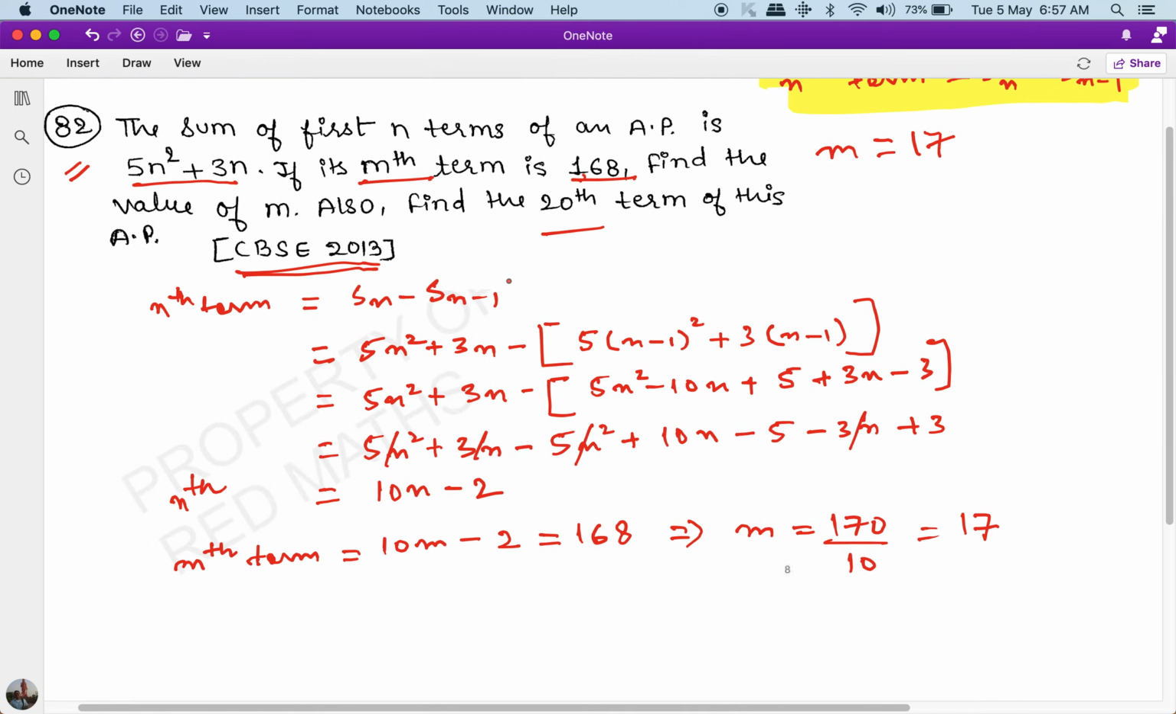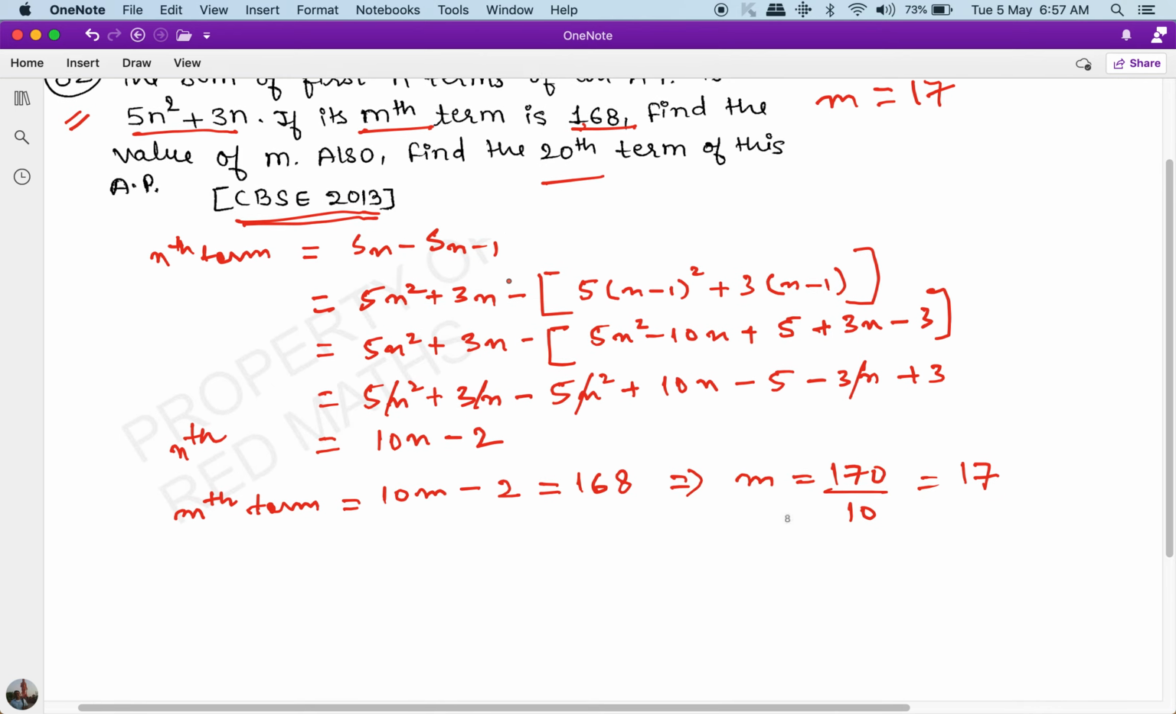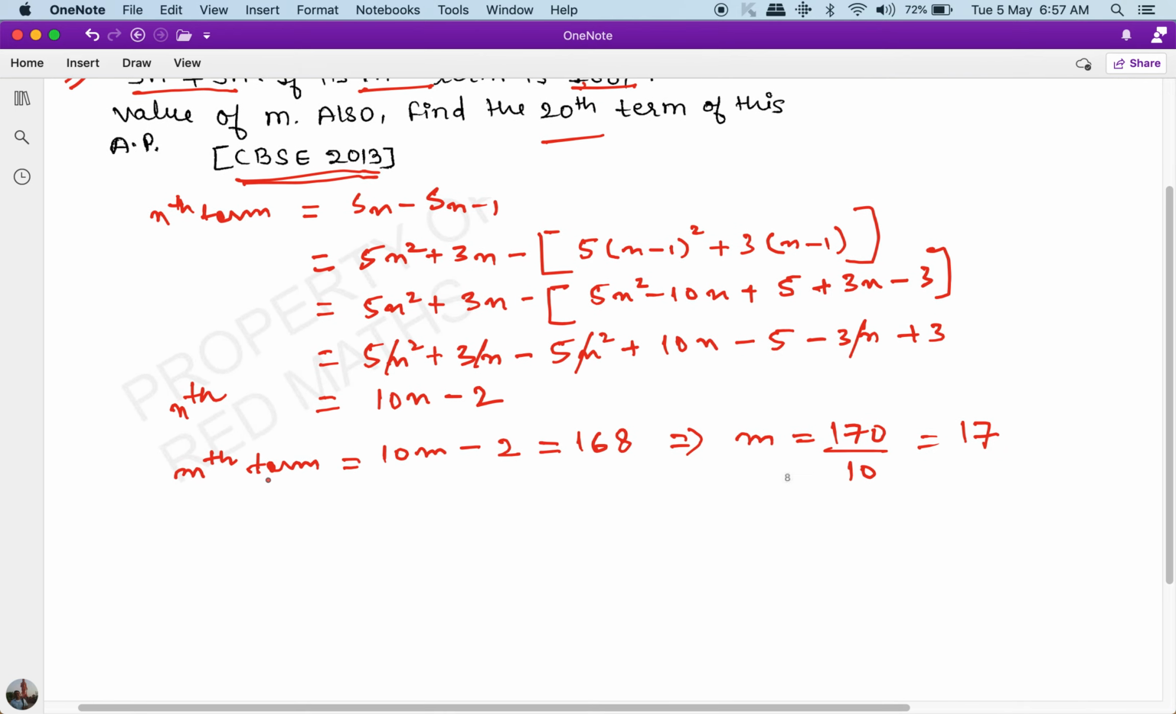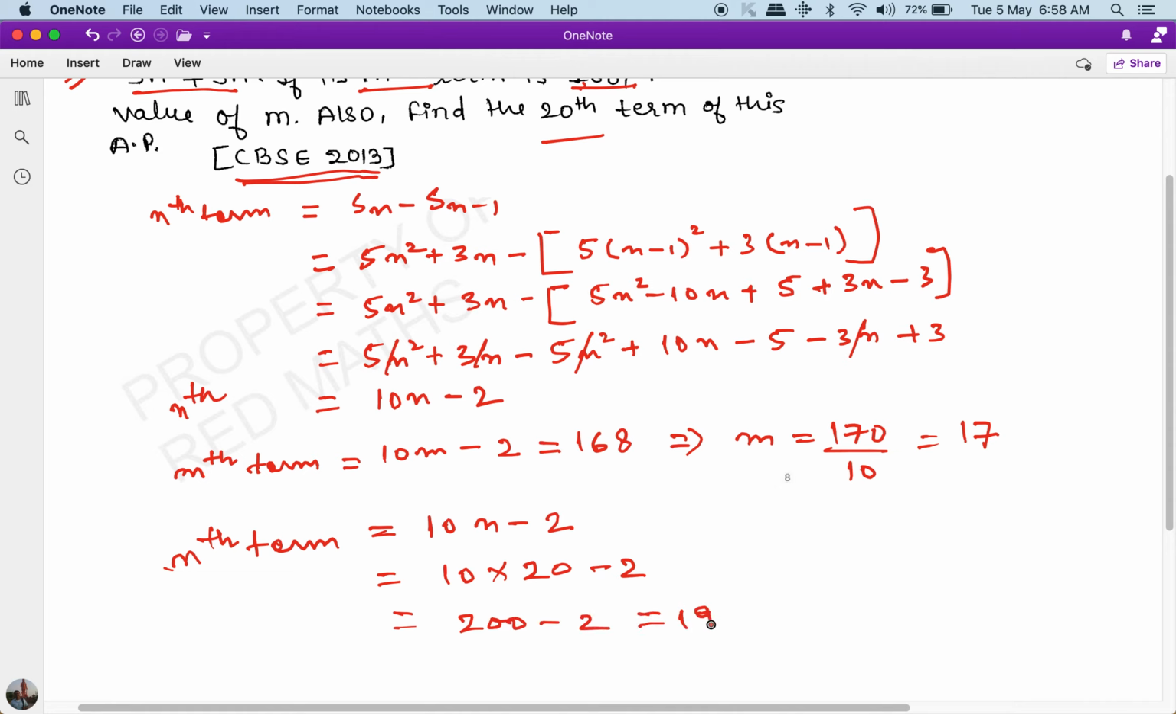and it wants us to find the 20th term of this series. Since we know that the nth term is equal to 10n minus 2, the 20th term will be 10 into 20 minus 2, which is equal to 200 minus 2, which is equal to 198. So you see the value of m, which is one part of the question, is 17, and the 20th term, which is a20, is equal to 198. And this is the solution to the question.